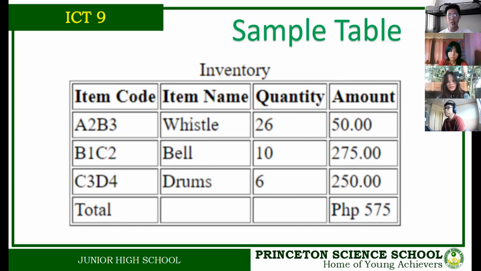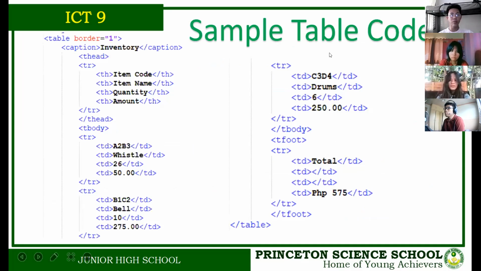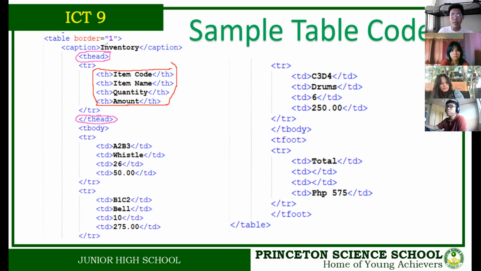So there are a lot of components here already. Looking at the code, we go to the row of the headers: the item code, item name, quantity, and amount. Outside of that, we have our T head. Okay, so that is the purpose of the T head. It is categorizing the items inside the list, the table content.